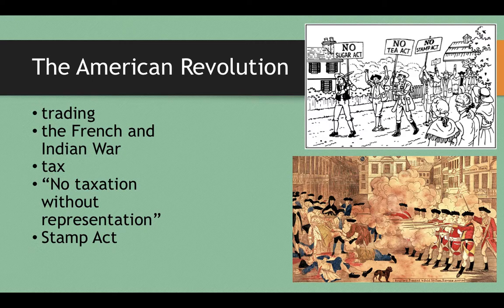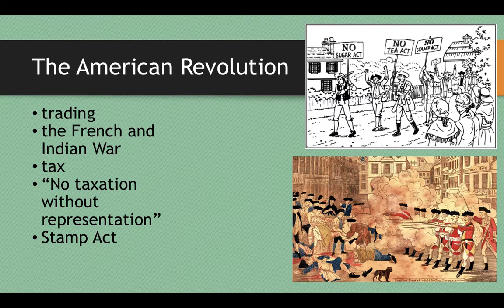Now, the Stamp Act was the first tax. We're going to be talking about a couple different acts and taxes that were put on the colonists. And in 1765, the Stamp Act required a stamp to be put on all legal documents, newspapers, pamphlets, etc. You might think, okay, so what? I mean, it's a stamp. All right, that's not too bad. But the stamps cost money. You had to buy these stamps, and the money would go straight to the British government.